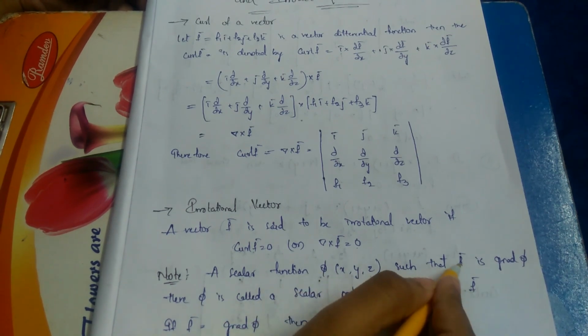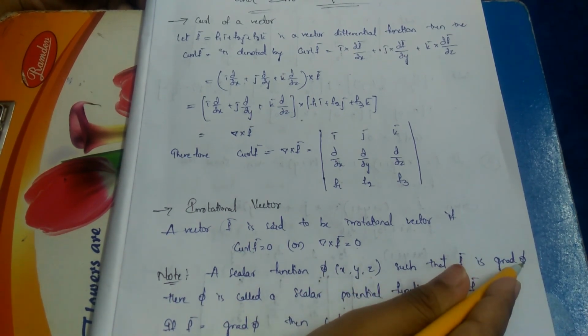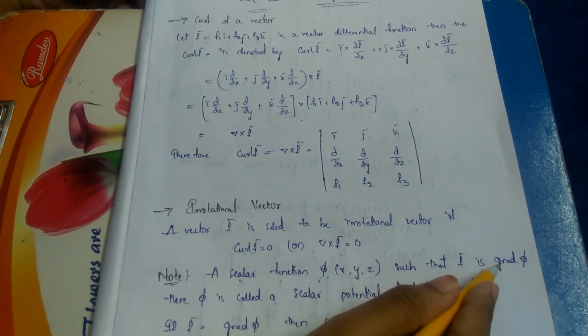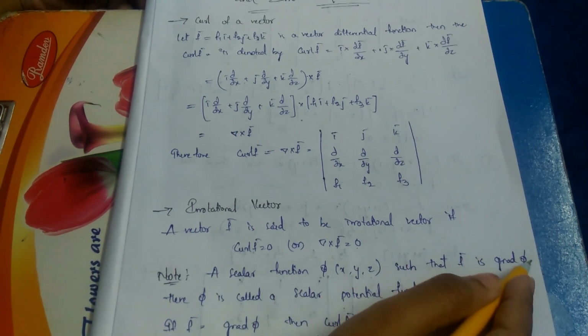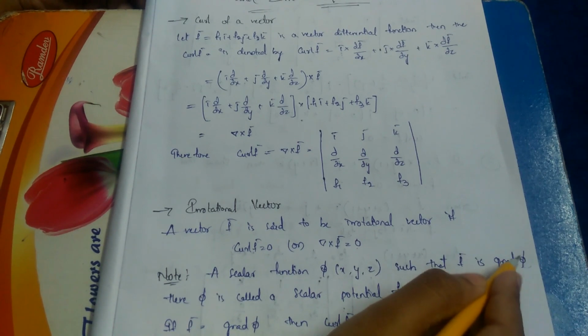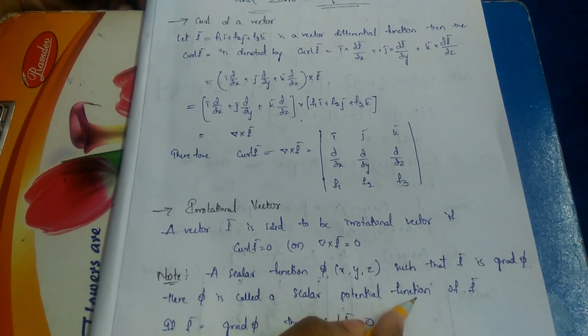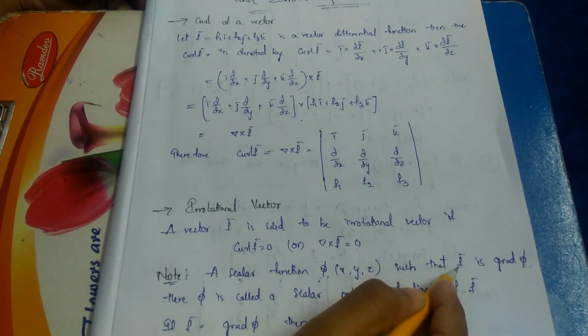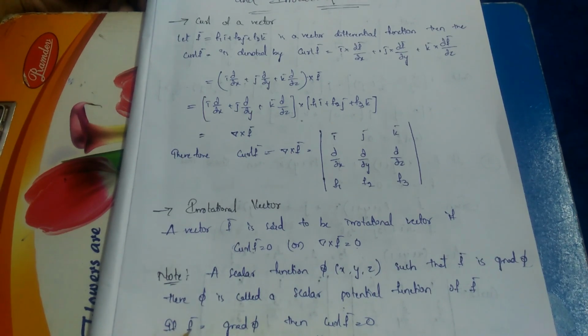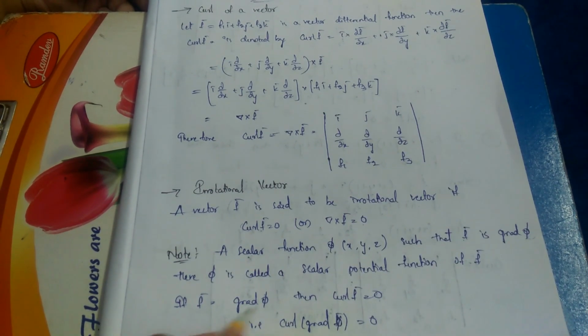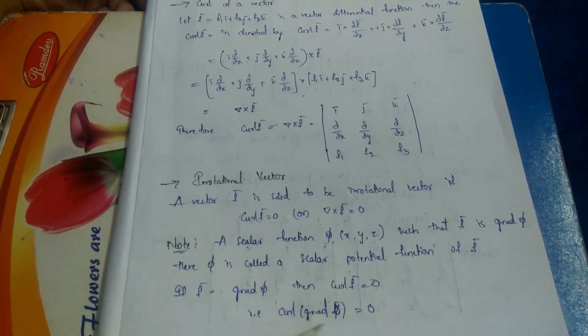So we call it a scalar point function. And when f bar is grad phi, at that time phi, which is a scalar point function, is called the scalar potential function of the vector f bar. So that is, if f bar is equals to grad phi, then curl f bar is always 0. That is, when you substitute f bar, that is grad phi, we get curl of grad phi is always 0. This is a note point here.